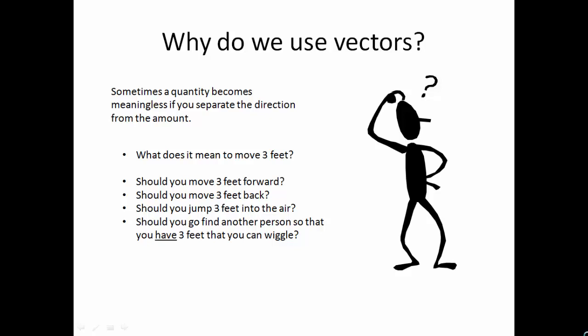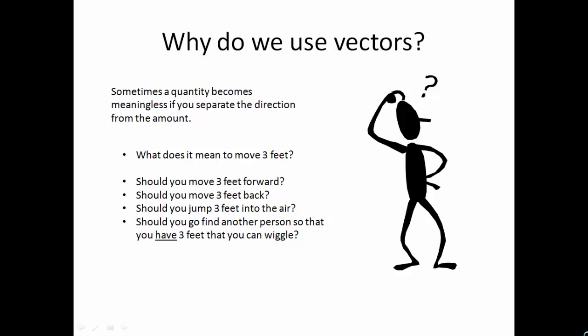So why do we use vectors? Sometimes a quantity becomes meaningless if you separate the direction from the amount. It has no meaning whatsoever if you don't have both the direction and the amount. For example, what does it mean to move 3 feet? How do you move 3 feet? Should you move 3 feet forward? Should you move 3 feet back? Should you jump 3 feet into the air? Or should you go find some other person so that you have 3 feet that you can wiggle?